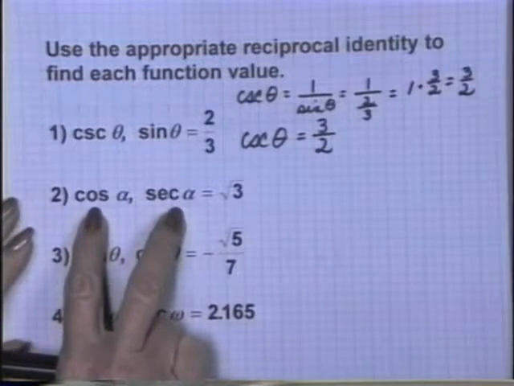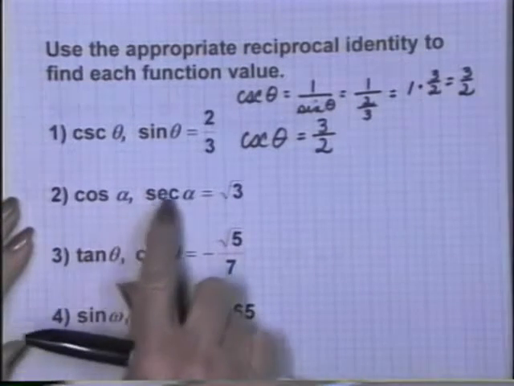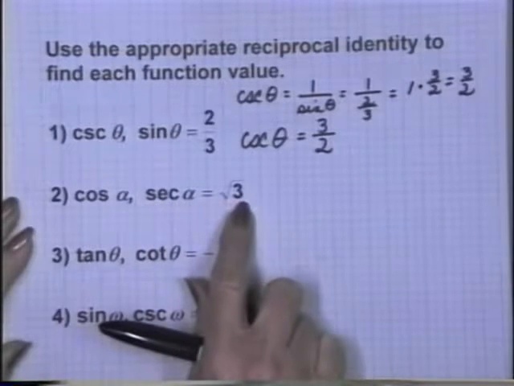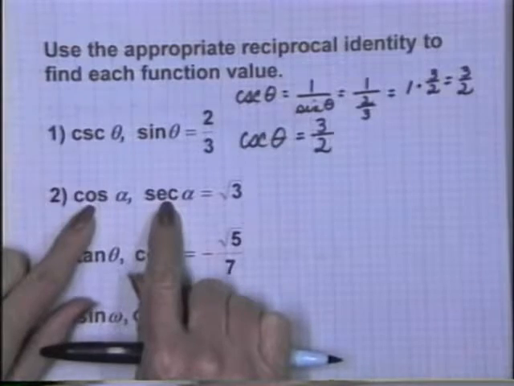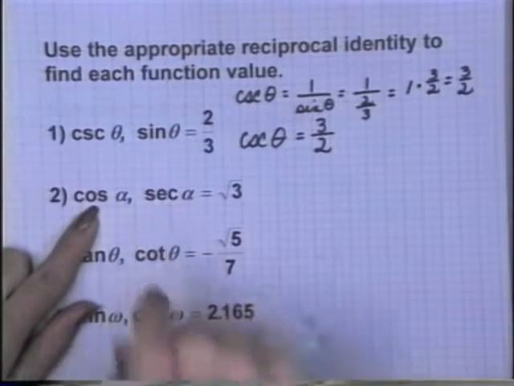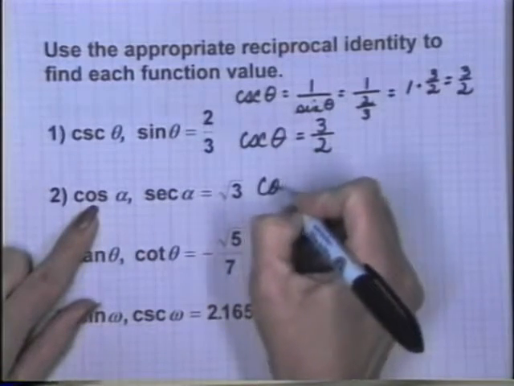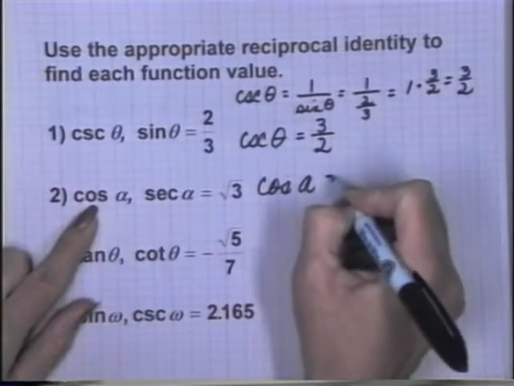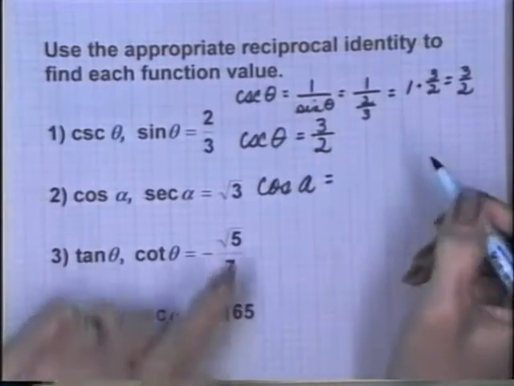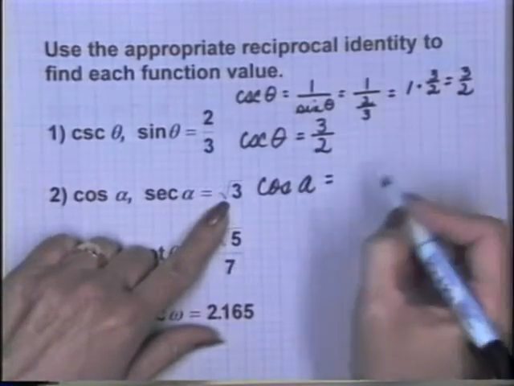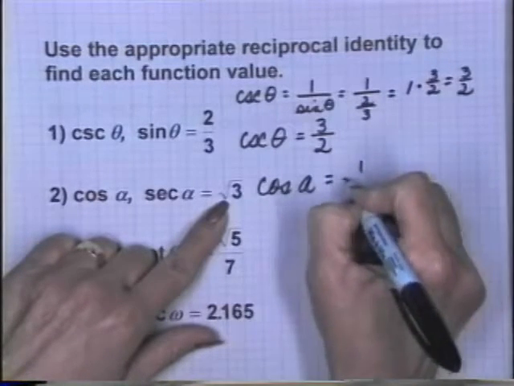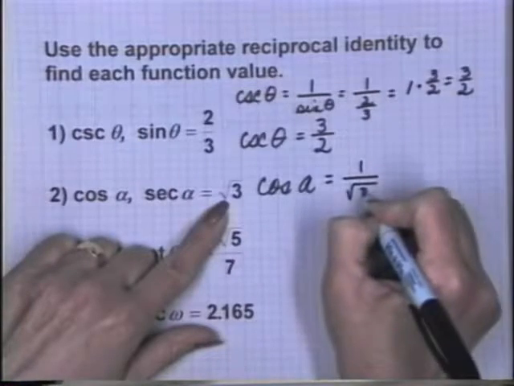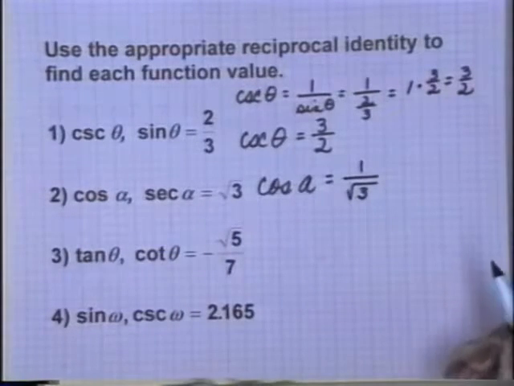On the second one, we're supposed to find the cosine of alpha, and we're given the secant of alpha equals the square root of 3. Once again, because these are reciprocals, I would hope that to find the cosine of alpha, you would simply say, well, I know that's a reciprocal of the square root of 3, and I find the reciprocal of the square root of 3 by saying 1 divided by the square root of 3.